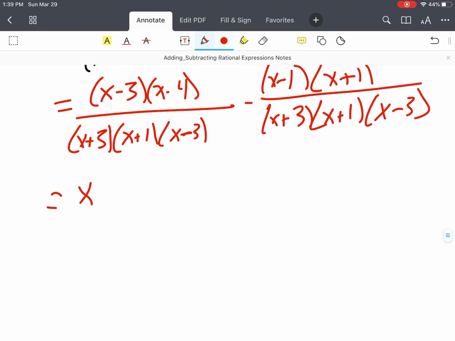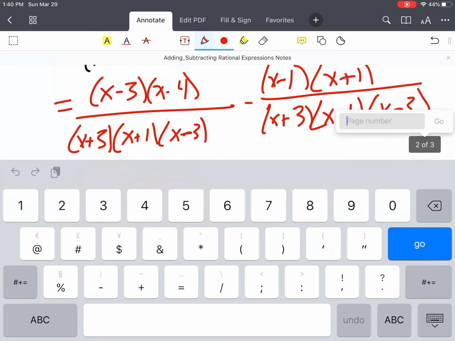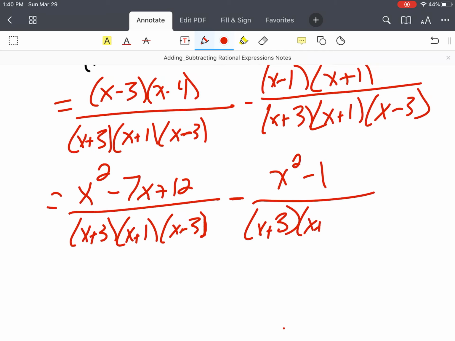Okay. So if I FOIL out those numerators, I get x squared minus 7x plus 12 over all that, so x plus 3, x plus 1, x minus 3. Minus, on this one, that's the difference of squares, so it should just be x squared minus 1 over the same denominator.